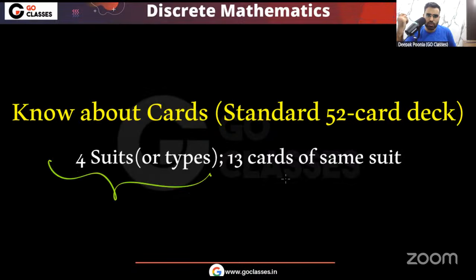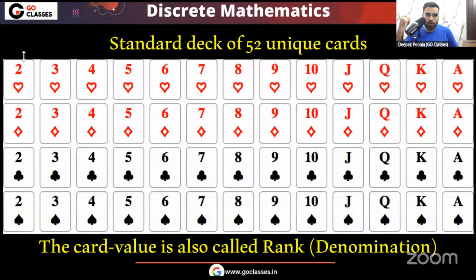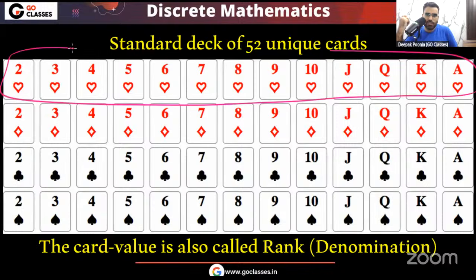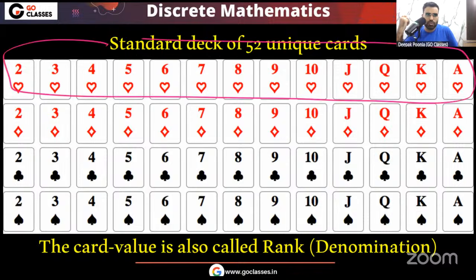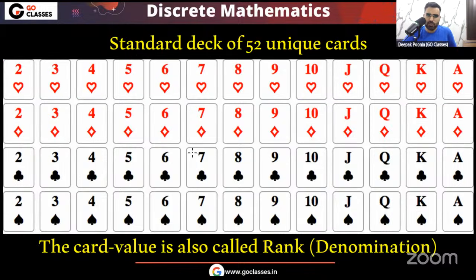So for every suit there are 13 values. For every value there are 4 suits. Okay, simple. Here you can see, for every value there are 4 suits, and for every suit there are 13 values. You can see these are the values: 2, 3, 4, and so on, 10, jack, queen, king, ace. So for every suit there are a total of 13 values, and for every value there are 4 suits.